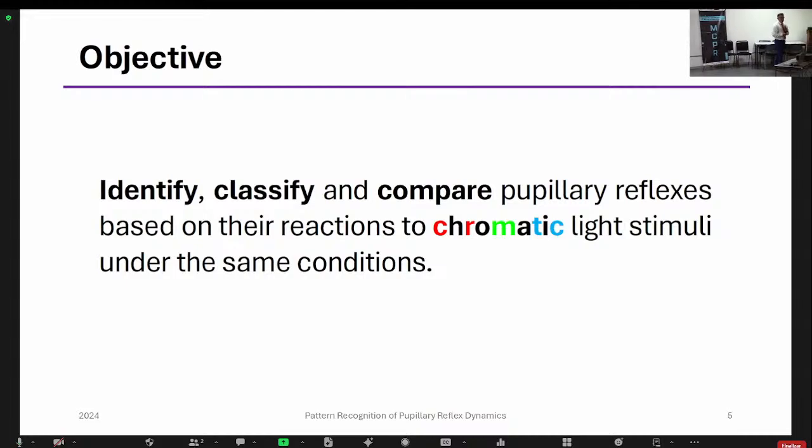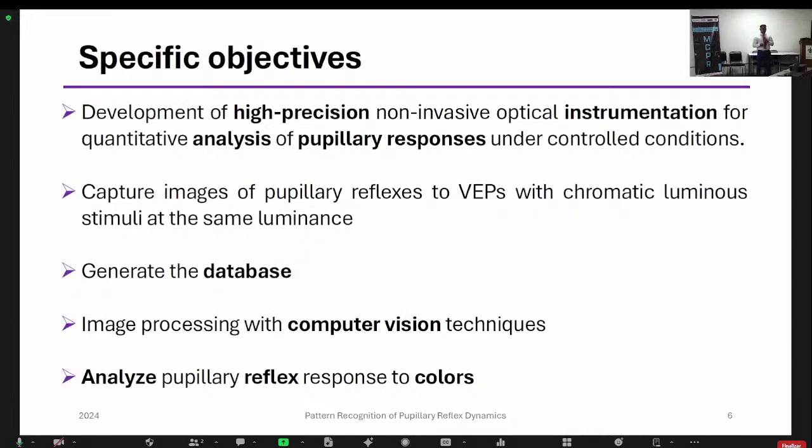What is our objective? To identify, classify, and compare pupillary reflex based on responses to chromatic light stimuli under the same conditions. The specific objectives: first, we developed a high precision non-invasive optical instrumentation for quantitative analysis of pupillary response under controlled conditions; capture the image of the pupillary reflex to visual evoked potentials with chromatic luminous stimuli at the same luminance; next, generate the database, image processing with computer vision techniques; and finally, analyze the pupillary reflex response to colors.